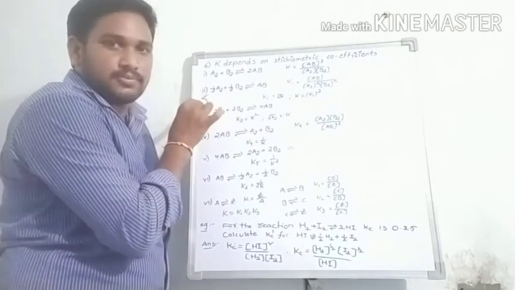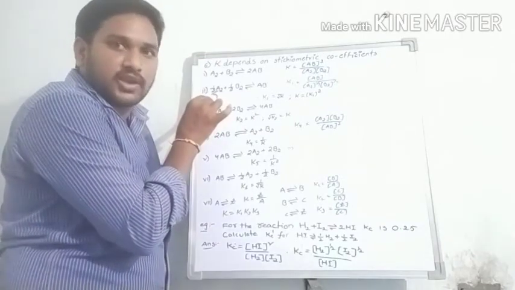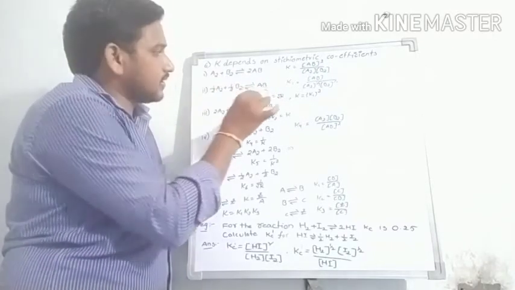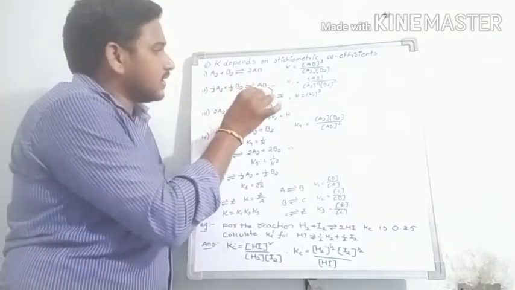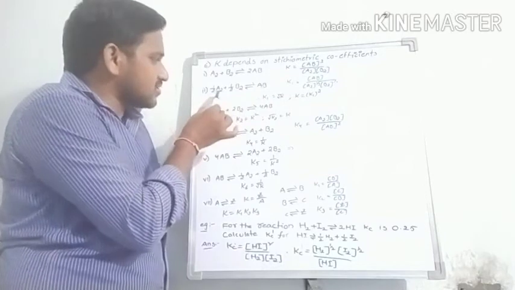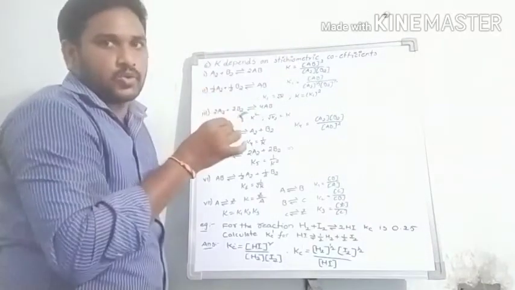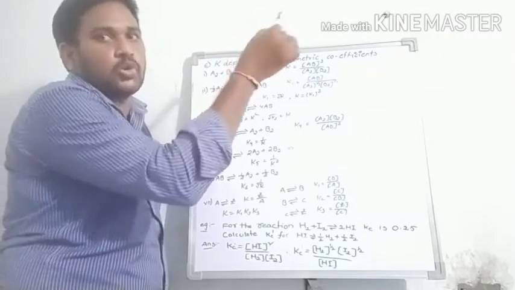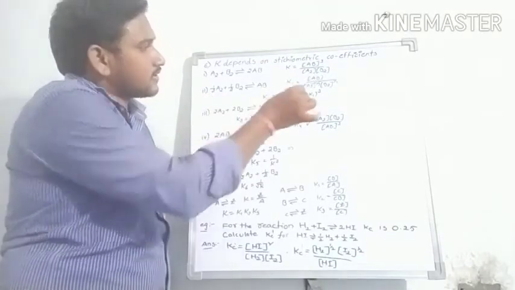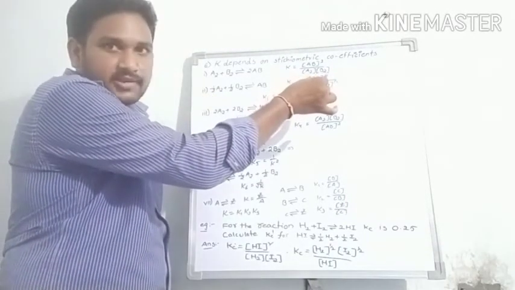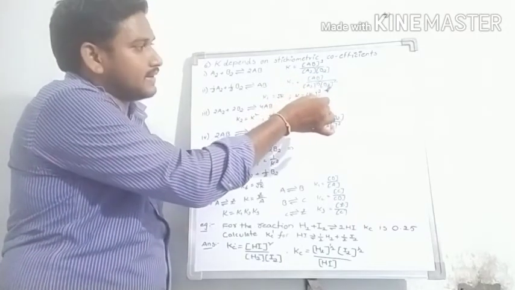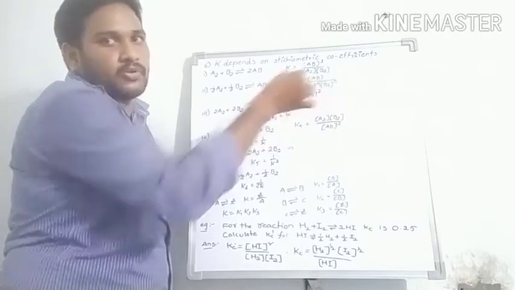One more example, the second example: 1/2 A2 plus 1/2 B2 gives rise to AB. Let us call that K1. K1 equals the concentration of product AB divided by concentration of A2 whole power 1/2 into concentration of B2 whole power 1/2. Why? Because the coefficient is 1/2. So K1 equals concentration of AB by concentration of A2 whole power 1/2 and concentration of B2 whole power 1/2.